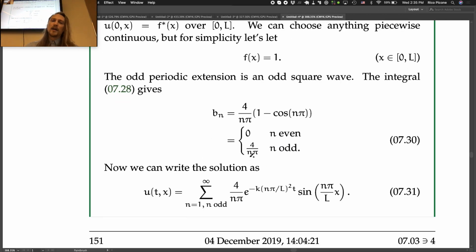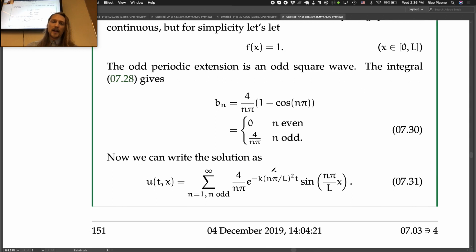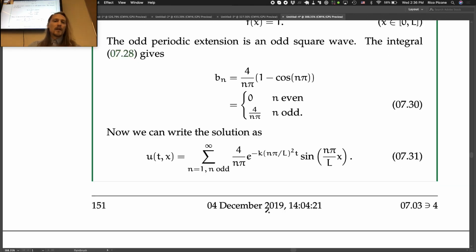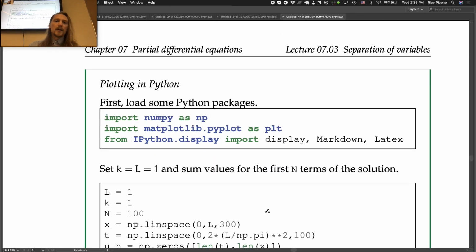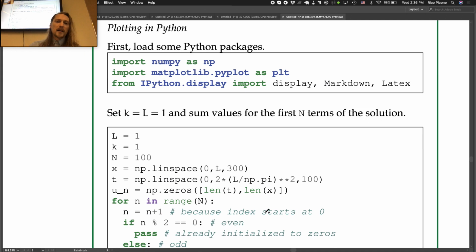So now we can write the solution, in the specific case of the initial condition f of x being equal to 1 over that interval. We have this, because our Bn's are now 4 over n pi, where n is odd. I put that in there because when n is even, you are not including that in the solution. Okay? So plot it up in Python.